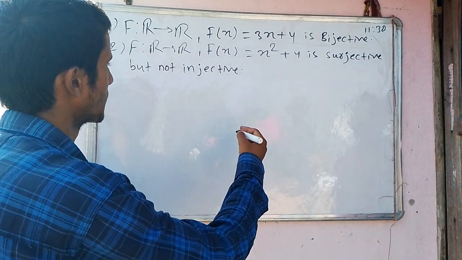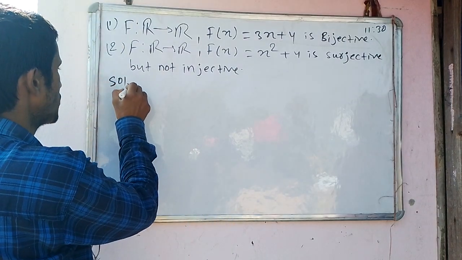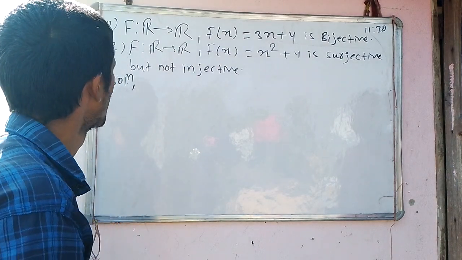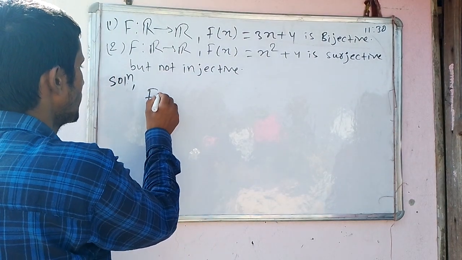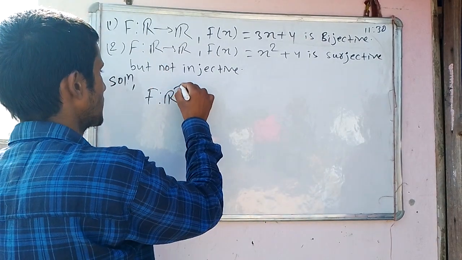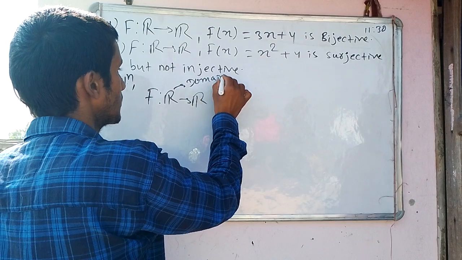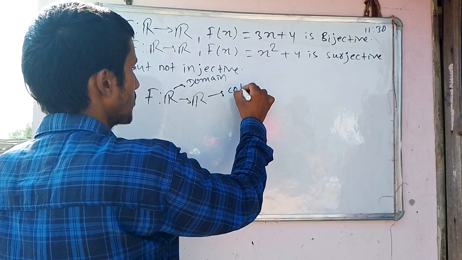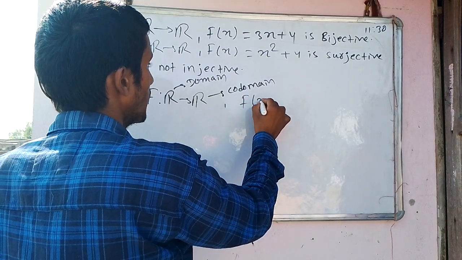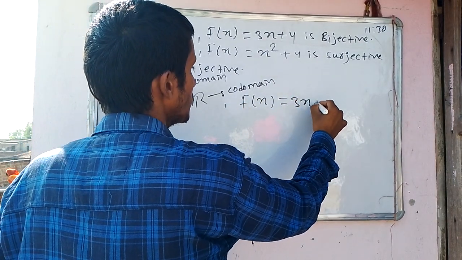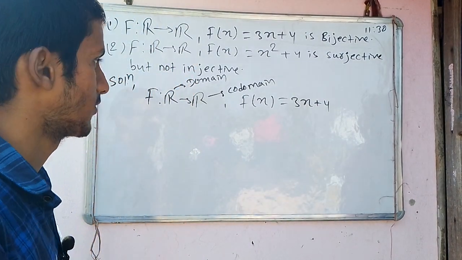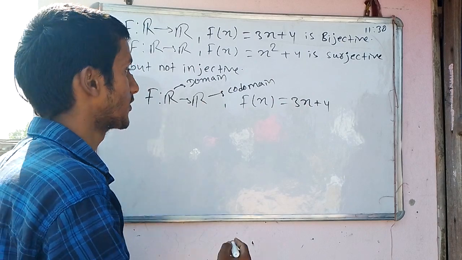So we're going to do the first question. So okay, it's the solution, and the first question is what? f: R to R, meaning from real number to real number. This is the domain and this is the codomain, and the function is f of x is equal to 3x plus 4, and you have to prove that this function is bijective. What does bijective mean in the first place?